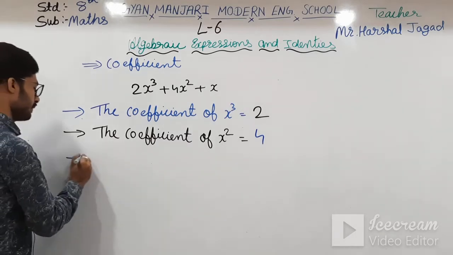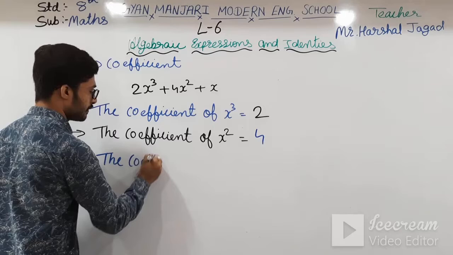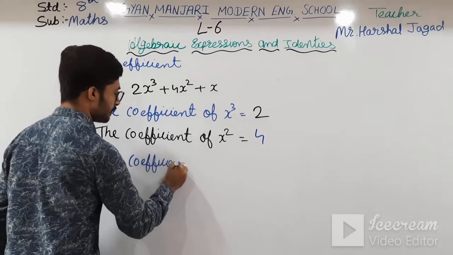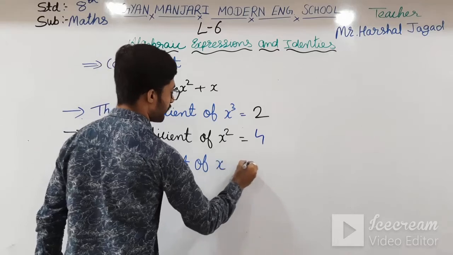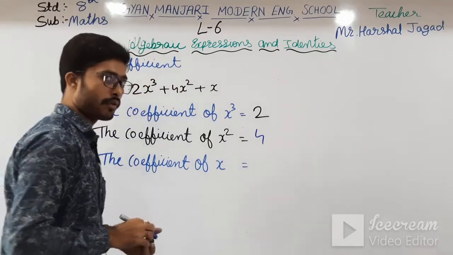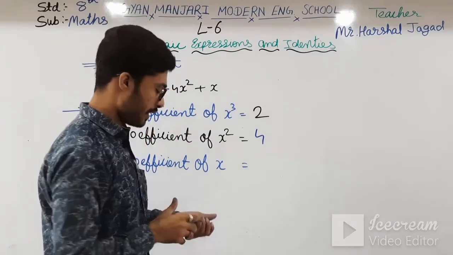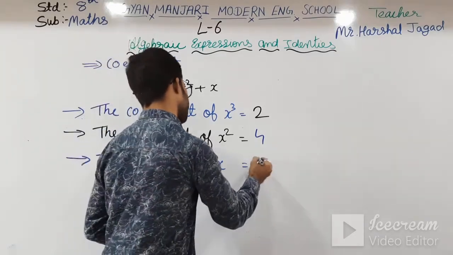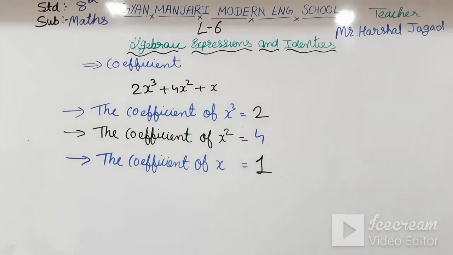Next, the coefficient of x. What is the coefficient of x? If there is no number, then what will it be? 1. So the coefficient of x is 1. This is an example of coefficient.